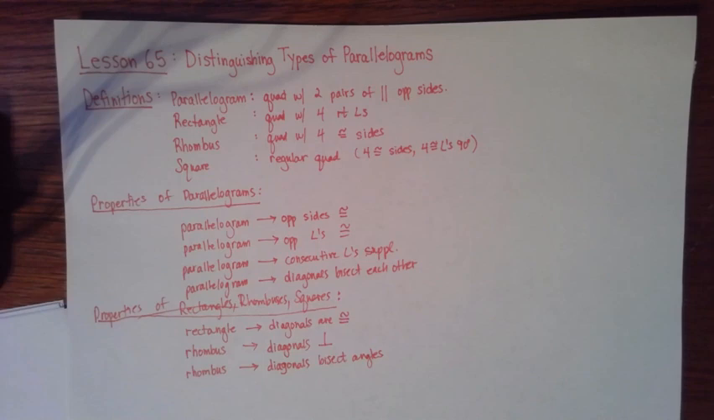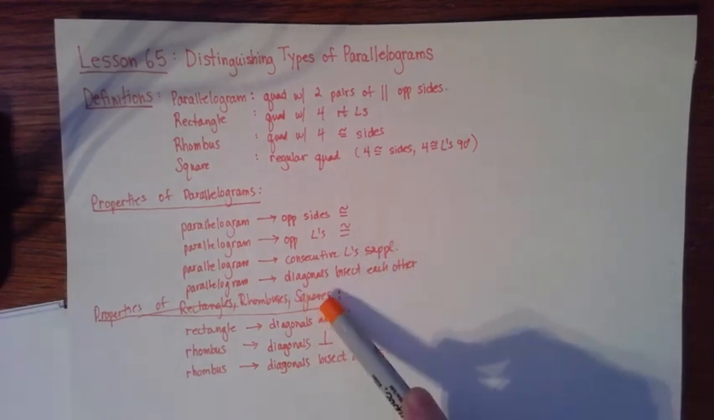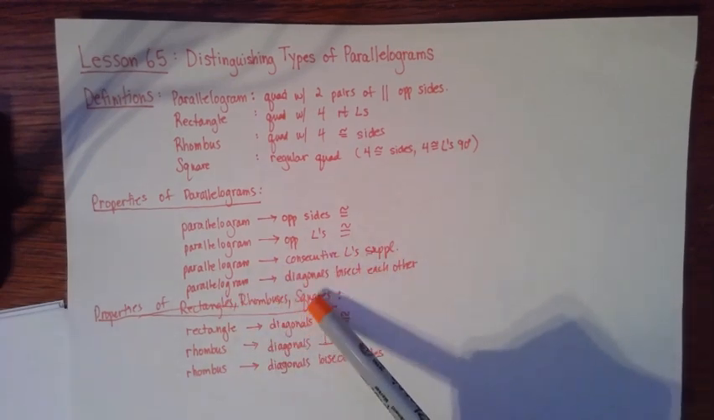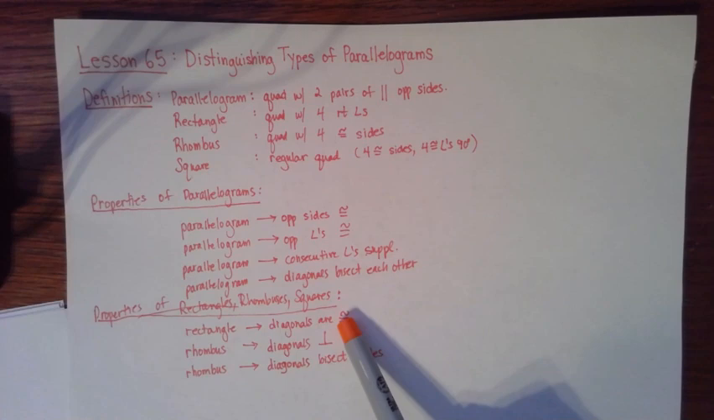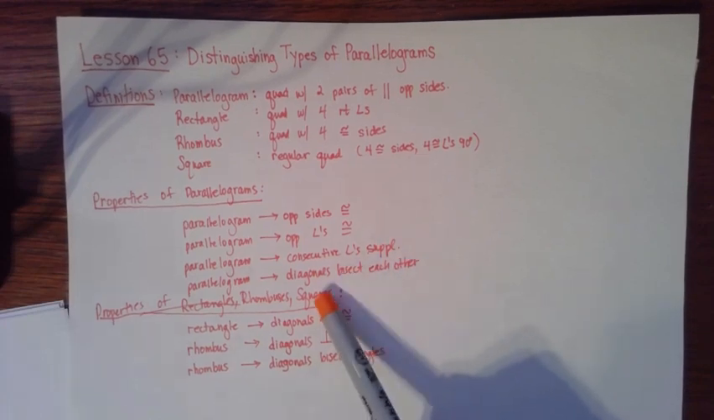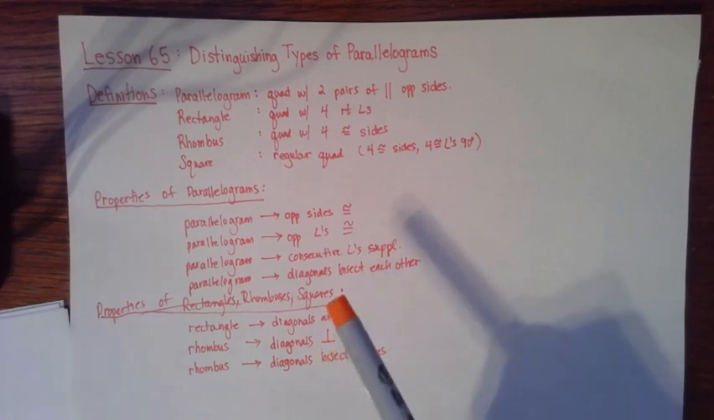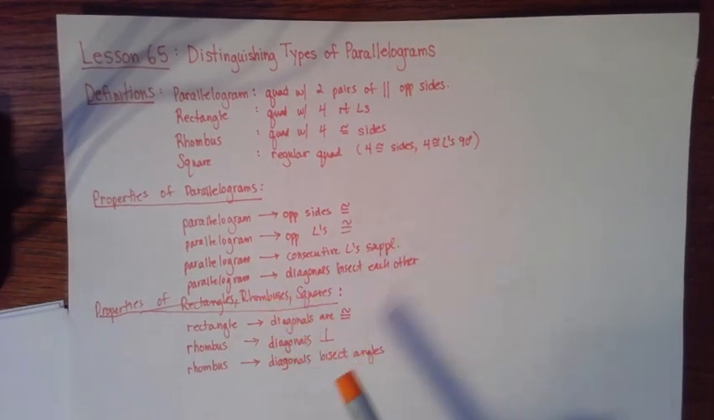Now, we don't list specific things for squares because we know that all squares are both rhombuses and rectangles. So squares, because they're rectangles, are going to have diagonals that are congruent. Squares, because they're rhombuses, are going to have diagonals that are perpendicular. Squares, because they're rhombuses, are going to have diagonals that bisect the angles that they go through.